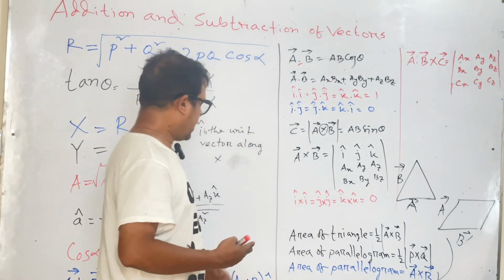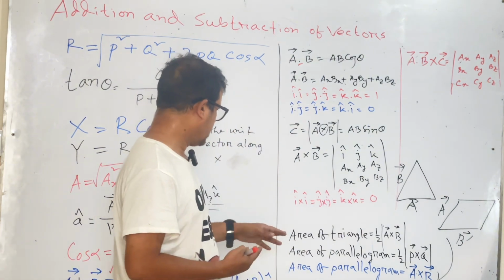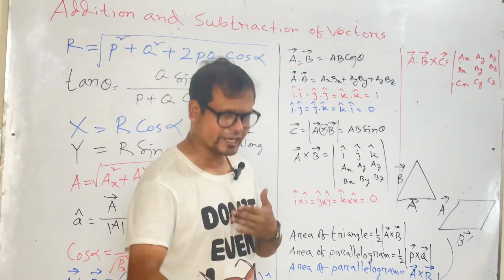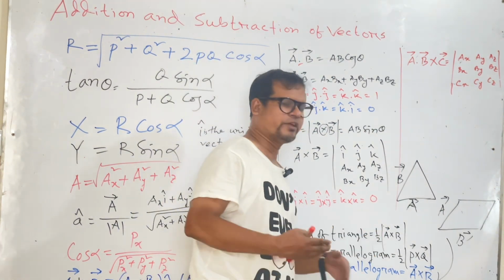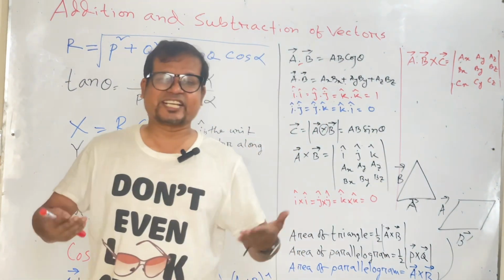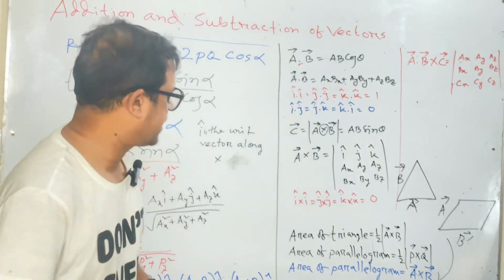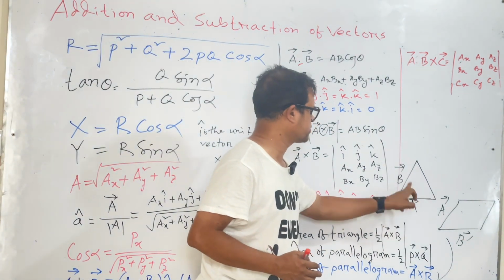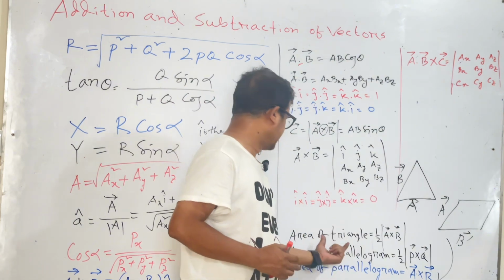Now come to the area. When you find the area of a triangle by vectors, you just apply this formula: half the magnitude of a cross b. Here vectors a and b are the adjacent edges of the triangle. Suppose this is vector a, and this is vector b. We can find the area this way.